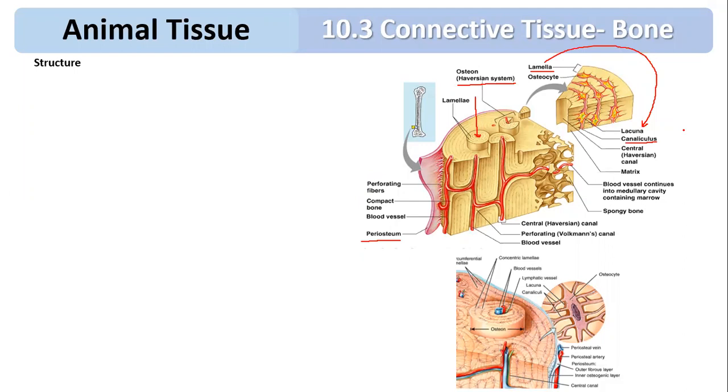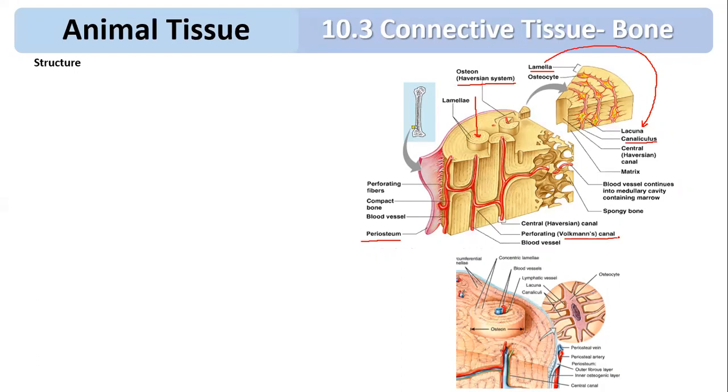Okay, there is one more part. If you observe, one Haversian canal makes a connection with another Haversian canal. Haversian canal or central canal, it is one and the same. So one Haversian canal is connected with another Haversian canal through the Volkmann canal. This is the Volkmann canal. So what is the Volkmann or perforating canal? One Haversian canal is connected with another Haversian canal by means of the Volkmann canal.